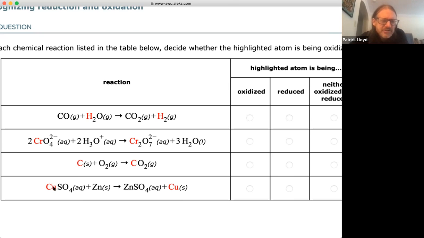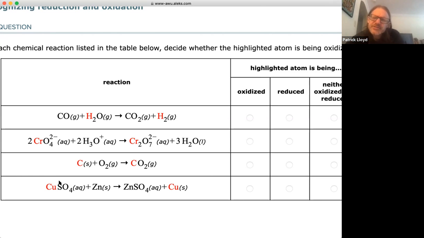So if this is positive and this is 0, that means it became less positive, became more negative, so that's reduced. On the other hand, if this is negative and it became 0, that means it lost electrons, so it got oxidized. Loss of electrons, oxidation. So we just have to figure out whether that copper is positive or negative.